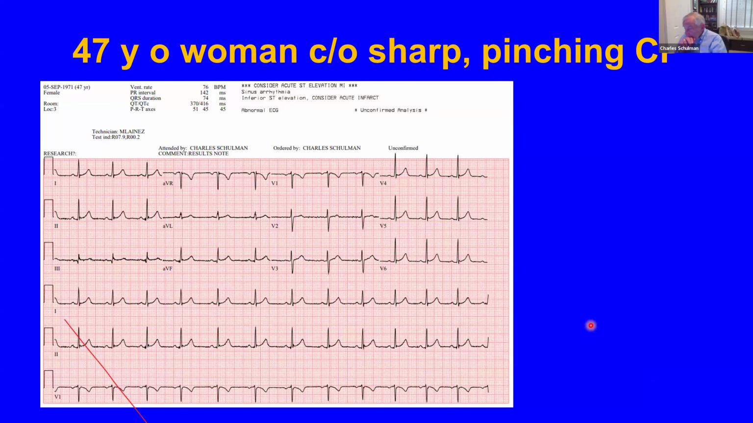Okay, here's a 47-year-old woman who complained of sharp pinching chest pain to one of the nurse practitioners in our clinic. The nurse practitioner came over to show this to me because it says consider acute ST elevation MI. Okay, is this an ST elevation MI? Should we put her in an ambulance and send her to the emergency room? Or should we not?